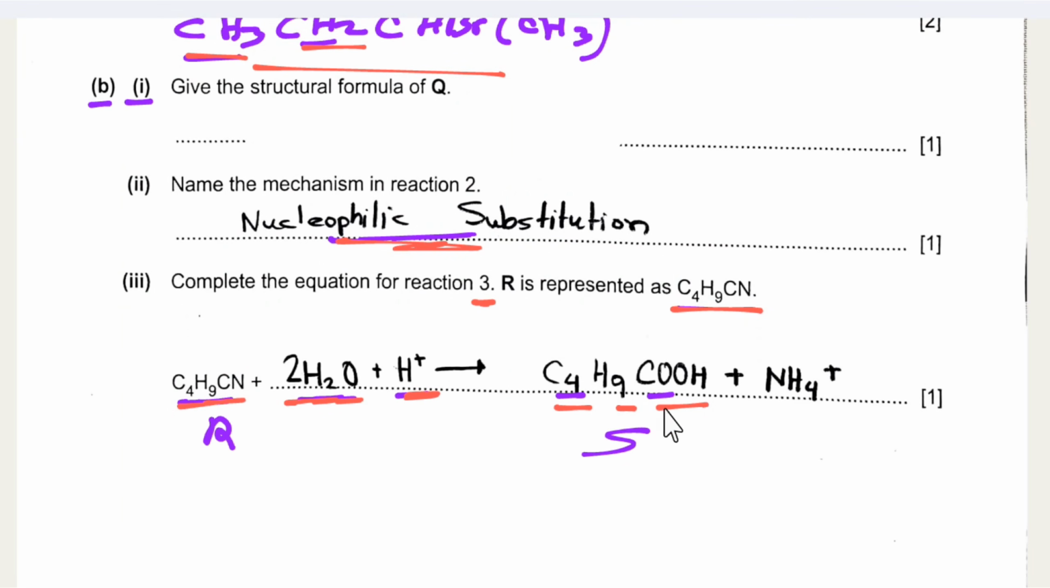So as S is formed, ammonium ion is formed. Since hydrogen ion is present, ammonium ion is formed, and if hydrochloric acid were present, then it would be ammonium chloride. But for now, since hydrogen ion is present, ammonium ion is formed.